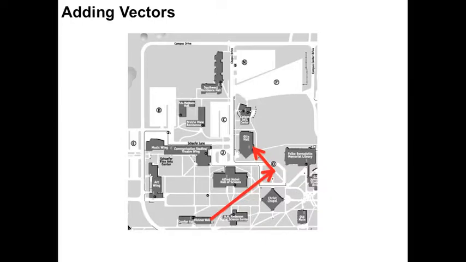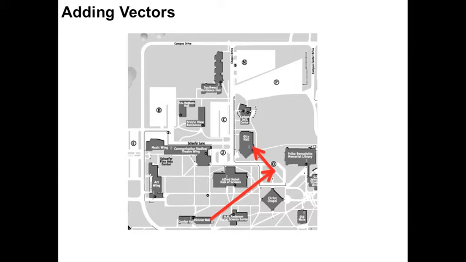A more practical example of adding vectors is, let's say you are giving directions on this map from Vickner Hall to Olin Hall. And suppose you say, all right, to get to Olin Hall, you want to go northeast about, let's say, 300 meters. And then you take a left and go northwest by 100 meters. That would get you to Olin Hall.